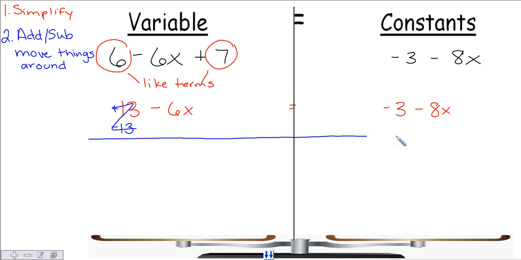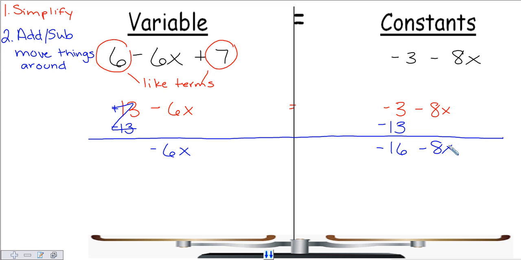So I'm going to draw a big V over it to symbolize that for us. I'm going to draw my equal bar, and I'm just going to bring down what I have left over here. I have negative 6x. Now, whatever you do to one side, you must do to the other. So I'm going to subtract 13 from this side as well. Negative 3 minus 13 is negative 16 minus 8x.